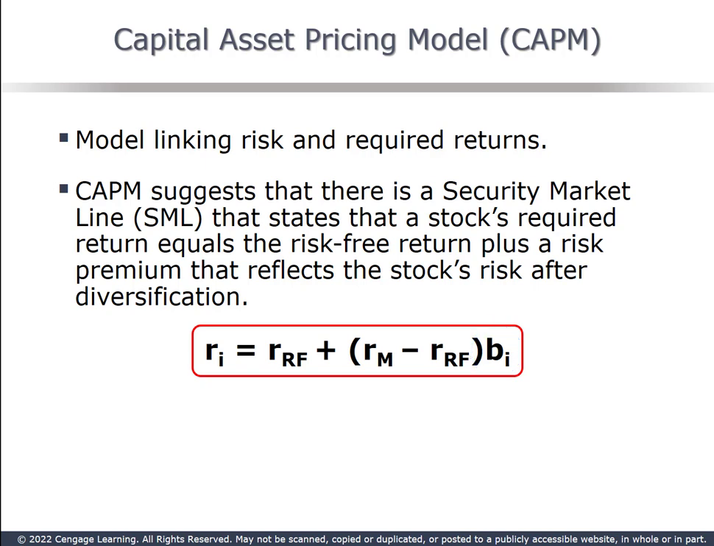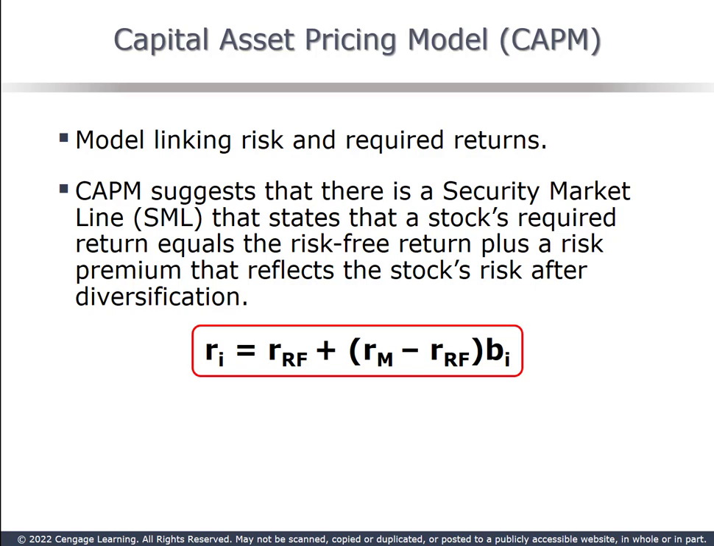CAPM was developed in the early 1960s by William Sharpe, 1964, Jack Treynor, 1962, and John Lintner, 1965, and Jan Mossin, 1966. Interestingly, only one of these men, William Sharpe, received the 1990 Nobel Prize in Economics for this work. CAPM links risk with required return.